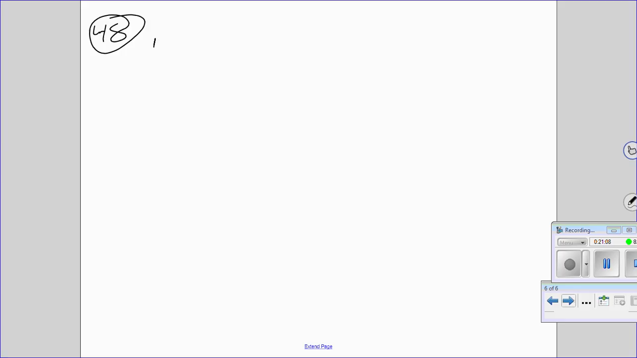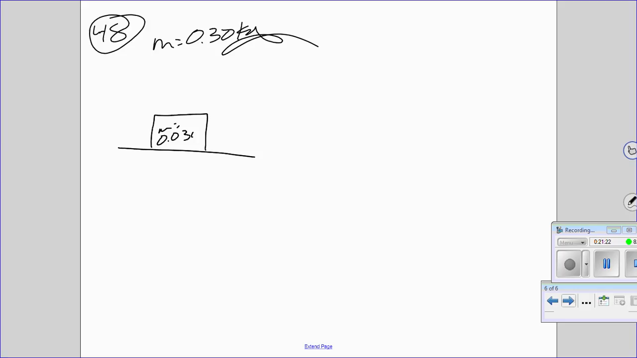All right, so we know that the mass of our object is 0.30 kilograms. It's sliding on a horizontal frictionless surface. So there's my ladle, mass is 0.30 kilograms. It's attached to one end of a horizontal spring whose other end is fixed.